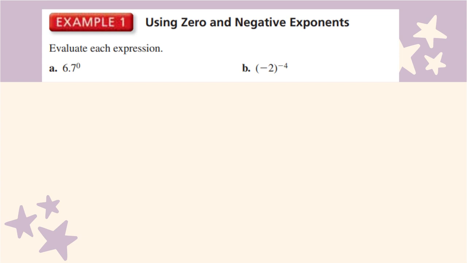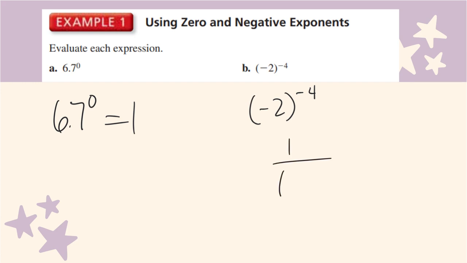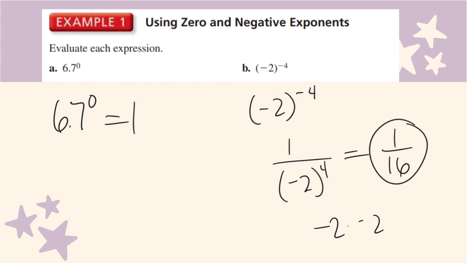In this example, we have in a, 6.7 to the power of 0. That gives me 1. In b, we have negative 2 to the power of negative 4. The reciprocal will be 1 over negative 2 to the power of positive 4. We need to simplify, so we'll have 1 over, and we know that negative 2 times negative 2 gives you a positive 16. And that will be your answer.